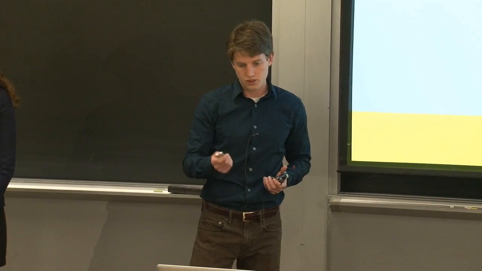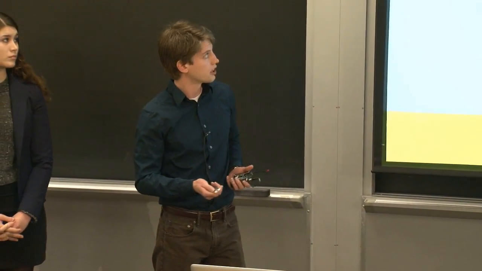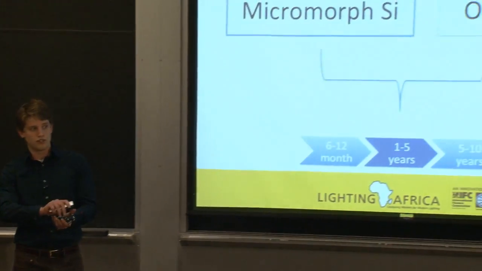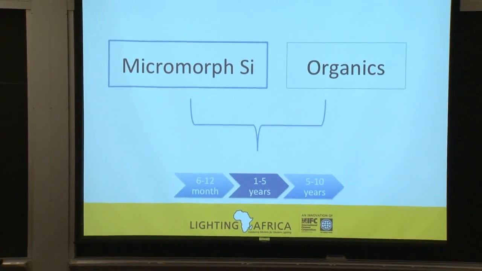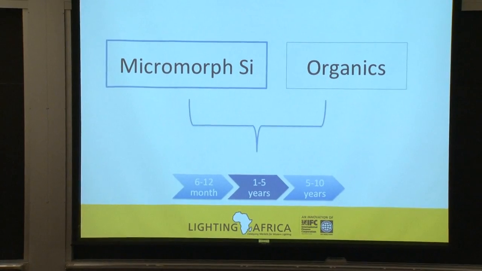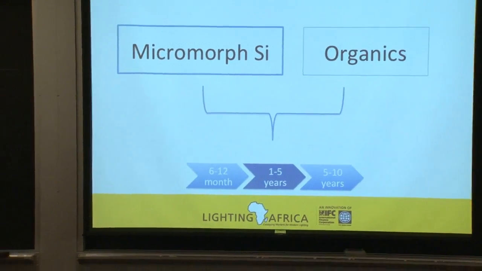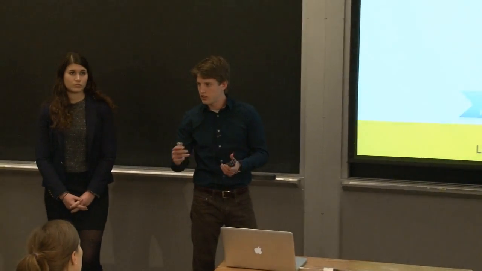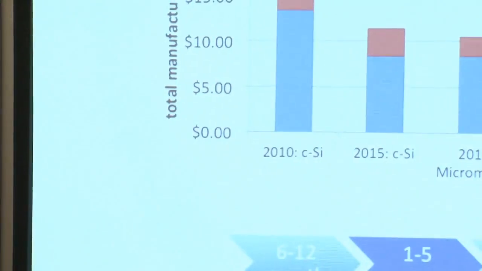So first, I'll talk about micromorph silicon, which is a tandem thin film cell with amorphous silicon and microcrystalline silicon. It's on the verge of commercialization within the next few years. Cost estimates are about 70 cents a watt, and efficiency estimates are about 10%. So first, we considered the low-cost option. How inexpensive can we make a basic solar portable lantern?